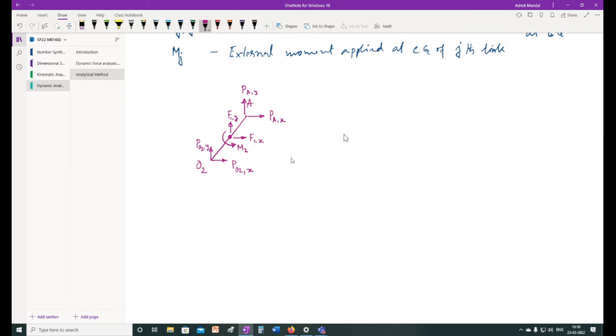Suppose this distance is D2 and this distance is F2. This distance means from this point to this point, D2, and from this point to this point, this distance is F2. Okay, this completes the free body diagram of link 2. Now we will draw the free body diagram of link 3.